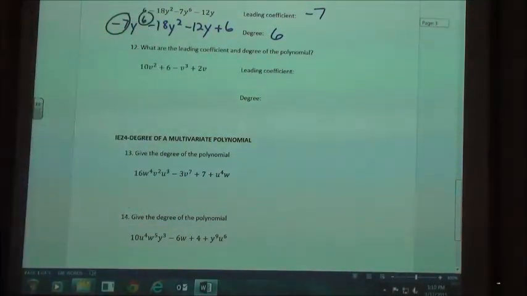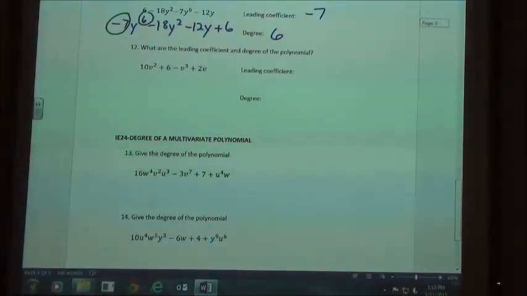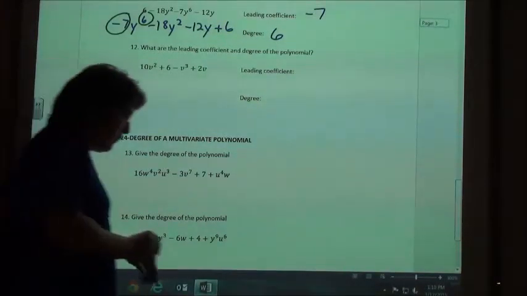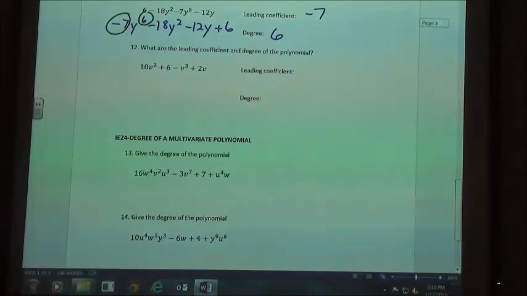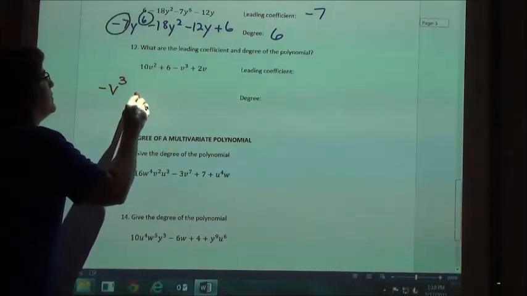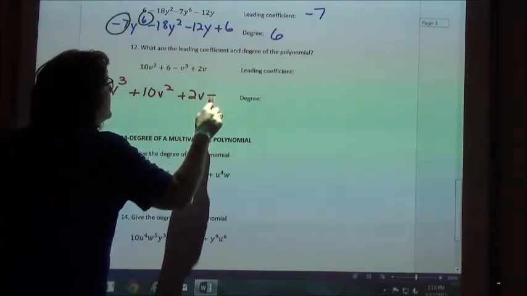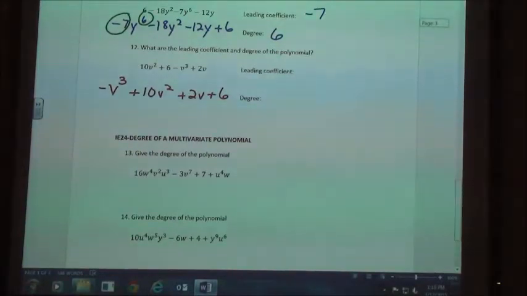Okay, tell me what a polynomial order, is that what we're doing there? That's what we're doing here. This whole thing is a polynomial and we're ordering it, putting it in the best order, right? So number 12, if we rearrange the order of that one so that it's in the best order, which term should go first? The negative v to the third, and then plus 10v to the second, plus 2v, and plus 10v, or plus 6. Plus, yeah, 6.